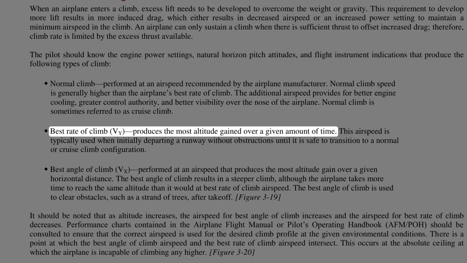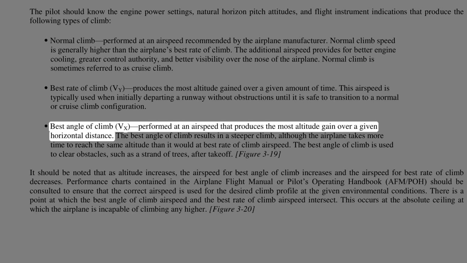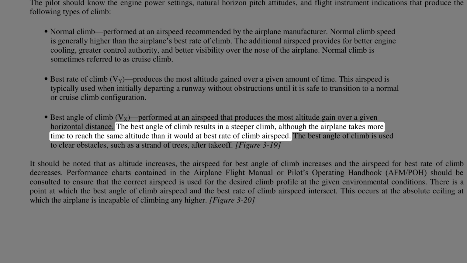Best rate of climb, or Vy, produces the most altitude gained over a given amount of time. This airspeed is typically used when initially departing a runway without obstructions until it is safe to transition to a normal or cruise climb configuration. Best angle of climb, or Vx, is performed at an airspeed that produces the most altitude gain over a given horizontal distance. The best angle of climb results in a steeper climb, although the airplane takes more time to reach the same altitude than it would at best rate of climb airspeed.